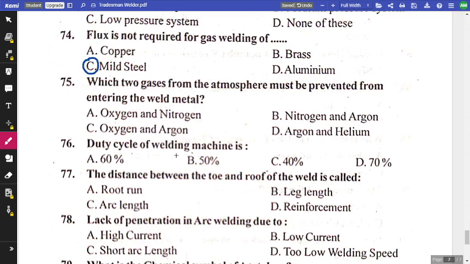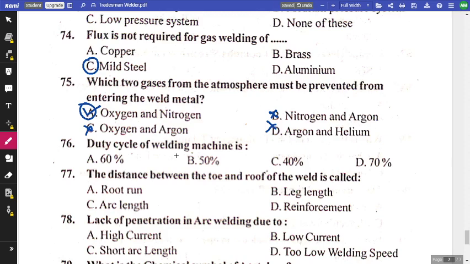Which two gases from the atmosphere must be prevented from entering the weld metal? Options: oxygen and nitrogen, nitrogen and argon, oxygen and argon, argon and helium. We can see argon in three options, and argon is used as an inert gas in welding operations. So we can avoid those three options, and choose oxygen and nitrogen, which must be prevented from entering the molten weld. They will oxidize the molten metal.